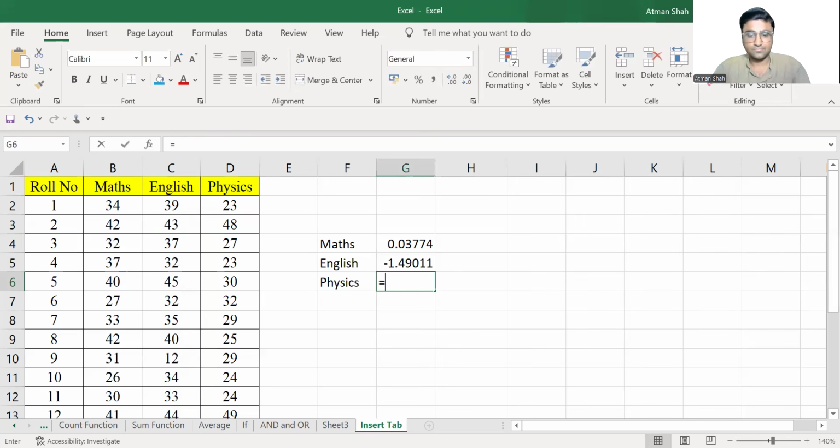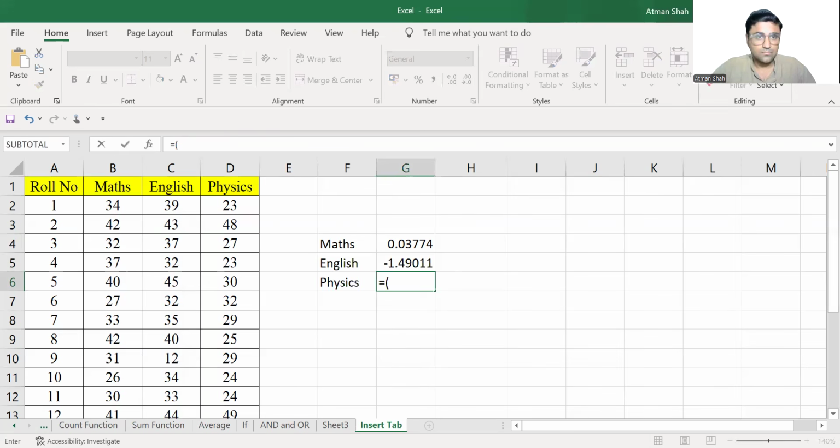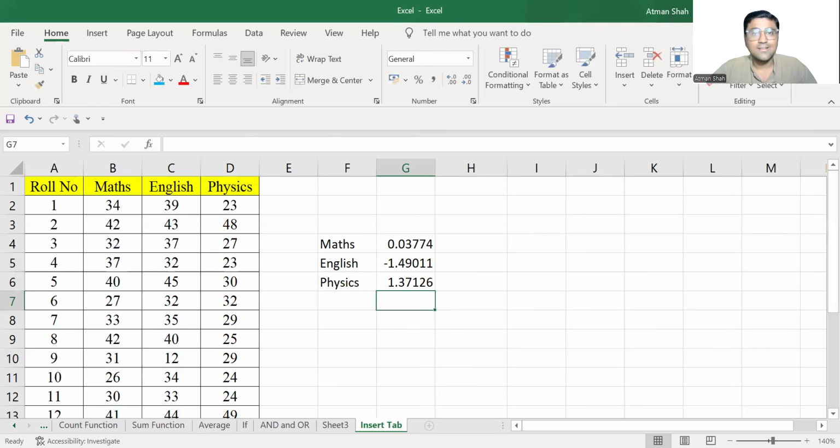Physics. The range is from D2 to D16. Press enter. The value is positive and higher than 0. It is 1.3. And therefore, physics marks is positively skewed.